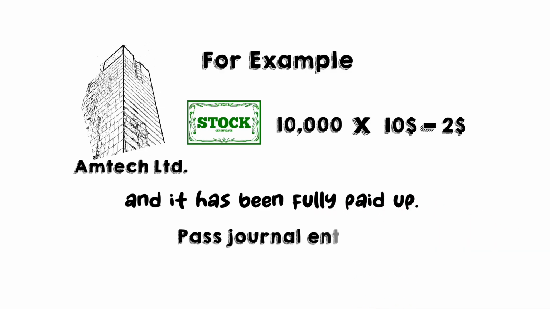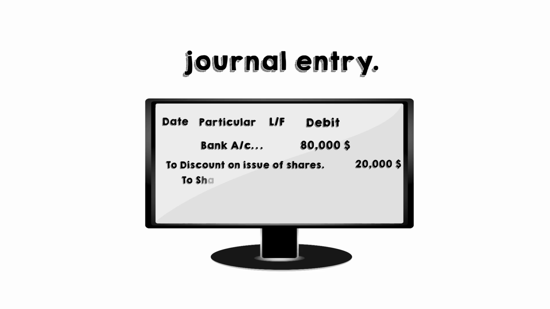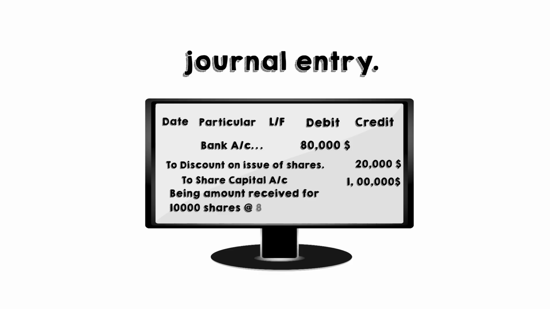Pass journal entry. Solution: bank account, debit, $80,000. To discount on issue of shares, $20,000. To share capital account, credit, $100,000. Being amount received for 10,000 shares at $8 per share.